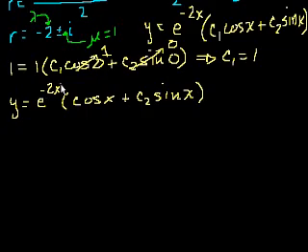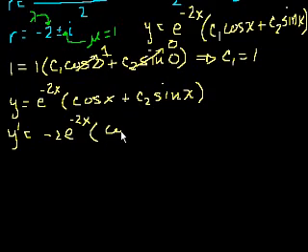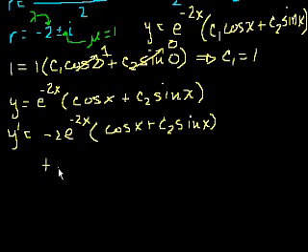Now let's take the derivative of this so that we can use the second initial condition. So y prime is equal to, we're going to have to do a little bit of chain product rule here. So what's the derivative of the first expression? It's minus 2 e to the minus 2x, and we multiply that times the second expression, cosine of x plus c2 sine of x. And then we add that to just the regular first expression, so plus e to the minus 2x times the derivative of the second expression. So what's the derivative of cosine of x? It's minus sine of x.